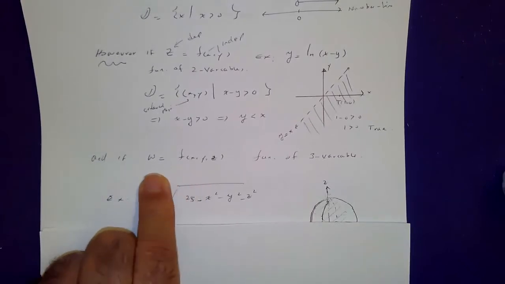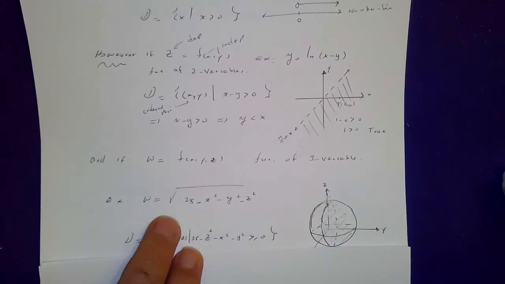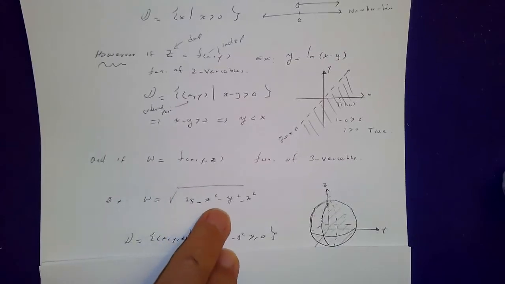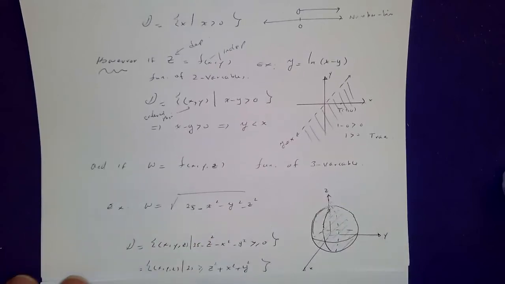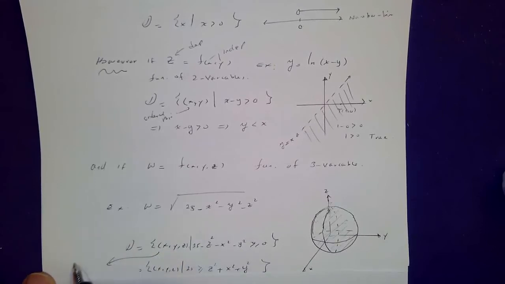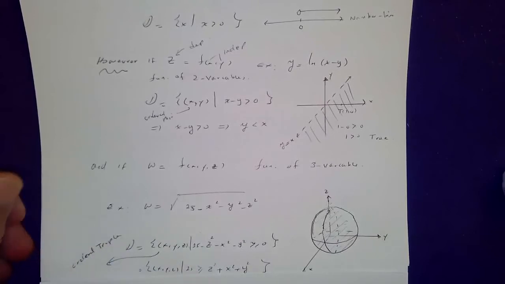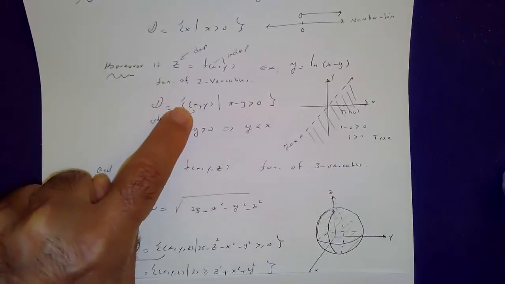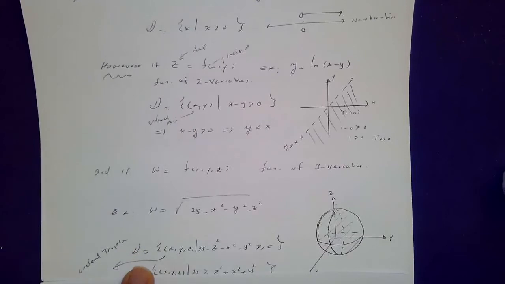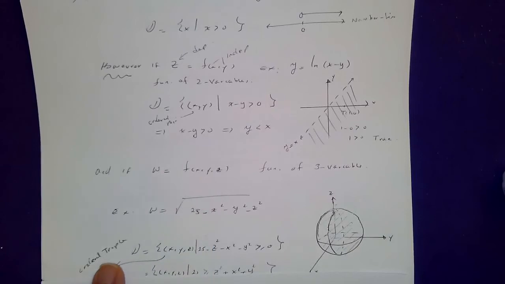What if I have a function of 3 variables? So you've got 3 variables and 1 dependent. For instance, what if w is equal to the square root of 25 minus x squared minus y squared minus z squared? The domain now is not an ordered pair, but an ordered triple. Depending on the number of variables, you have real numbers, or ordered pairs, or ordered triples. In this case, this is a function of 3 variables, so I have ordered triples.